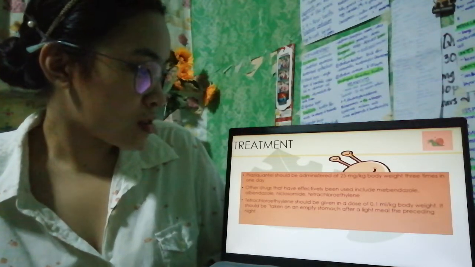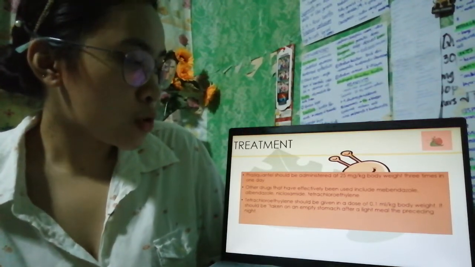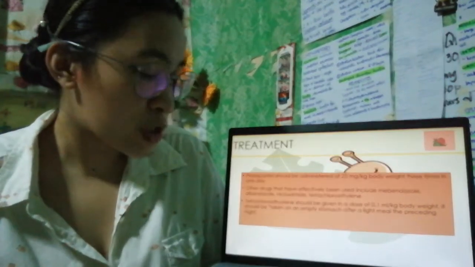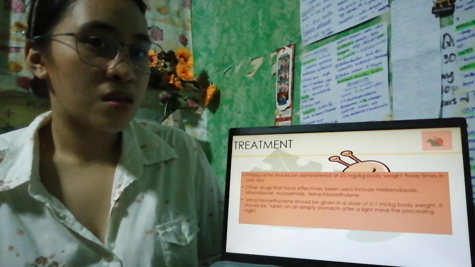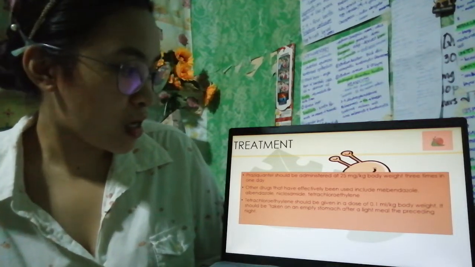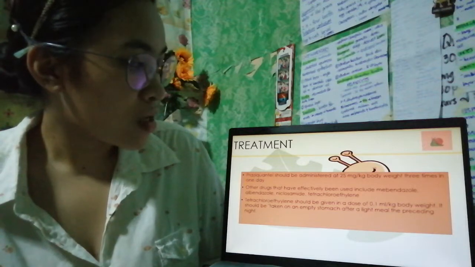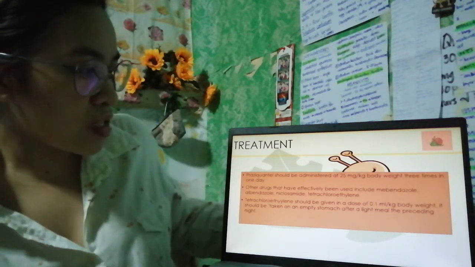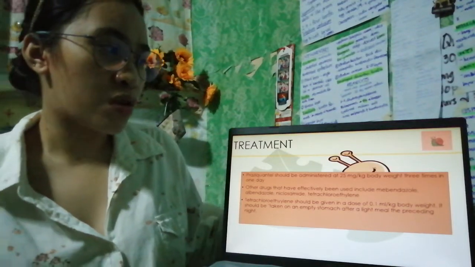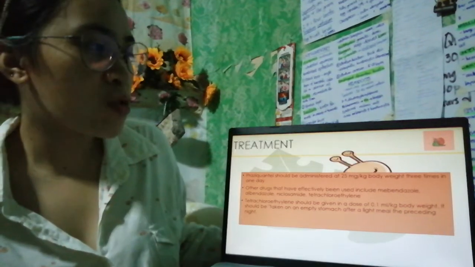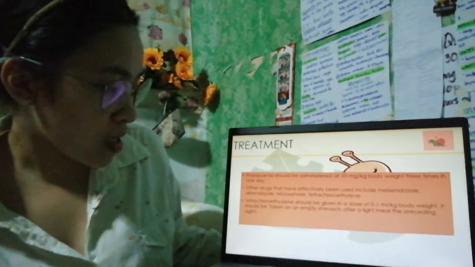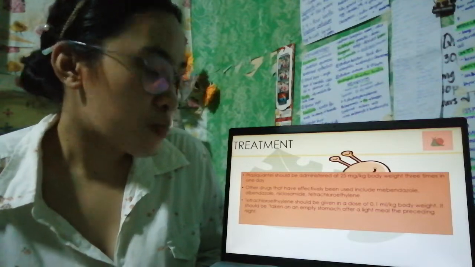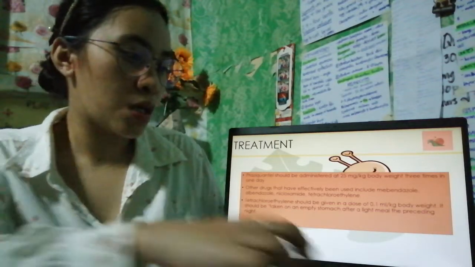Other drugs that have effectively been used include mebendazole, albendazole, and niclosamide, which are common and repeatedly mentioned. But tetrachloroethylene is fairly new. Tetrachloroethylene should be given in a dose of 0.1 ml per kilogram body weight. It should be taken on an empty stomach after a light meal the preceding night. So, empty stomach.